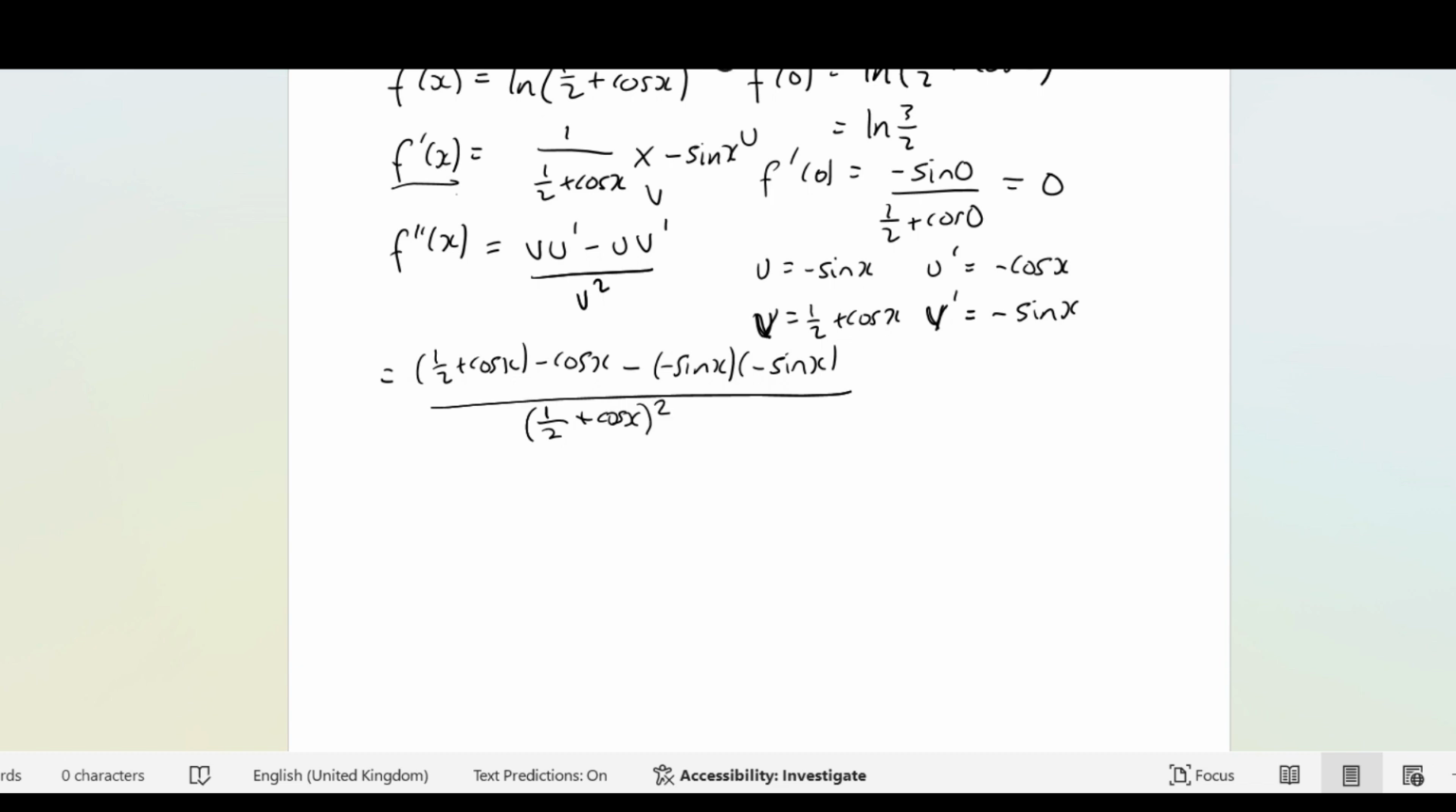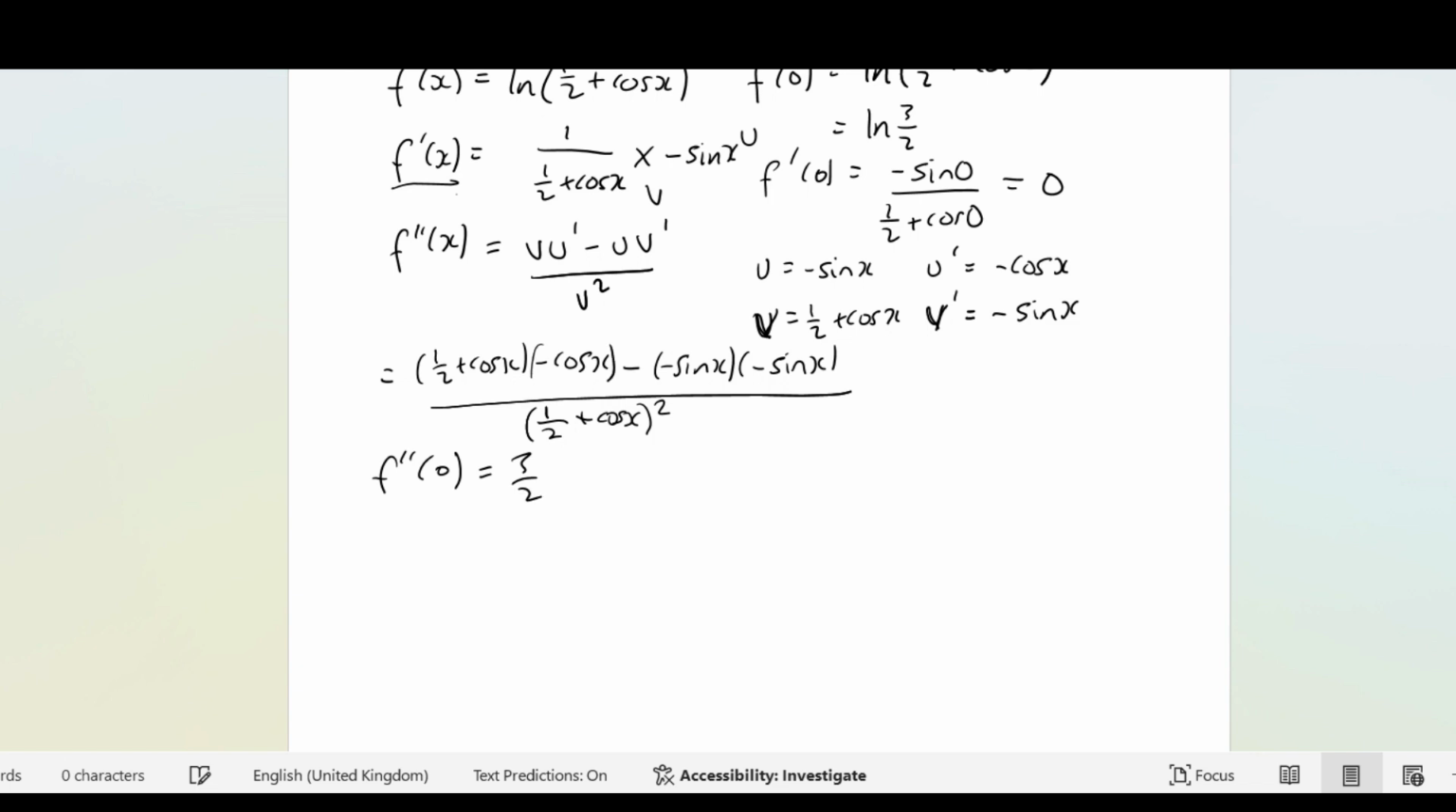Then the next thing to do is to plug in 0 into this. It's not cleaned up, but because we're not trying to find a solution, we're just trying to find f''(0), we can plug it in directly. So f''(0): 1/2 + cos 0, as we found out before, is 3/2.